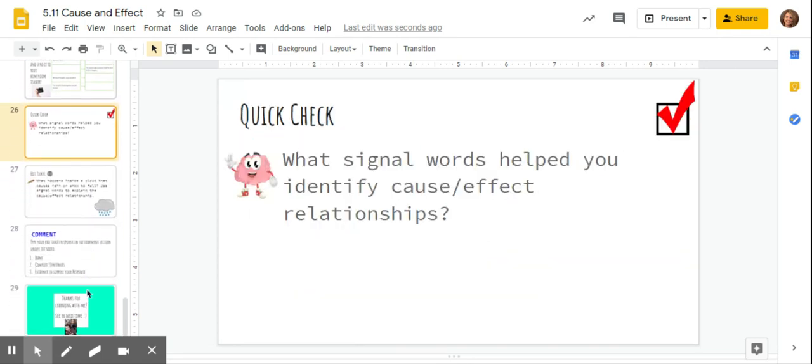Before we move on to your exit ticket, I want to know what signal words helped you identify cause-effect relationships. So I want you to go back to the text and see how many signal words you can find in the text that might signal cause-effect relationships and jot them down on your paper.